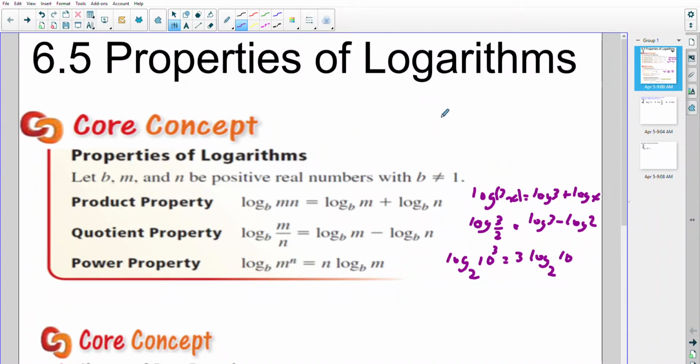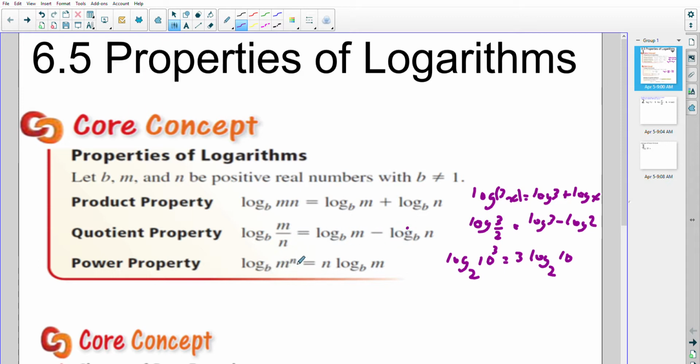6.5 properties of logarithms. So I put all the properties on one slide. There are some properties which are called the product, quotient, and power properties. And if you remember, logs are exponents. So when you are multiplying two powers, you basically add the exponents, right? These are the logs. You can add the exponents and split up this log. When you're dividing, you're subtracting the exponents.